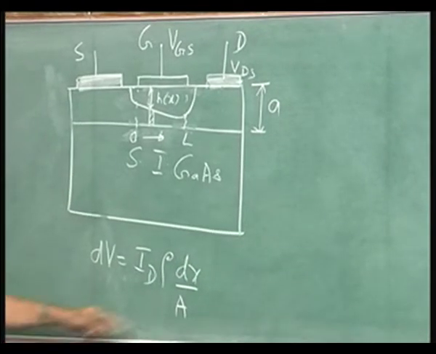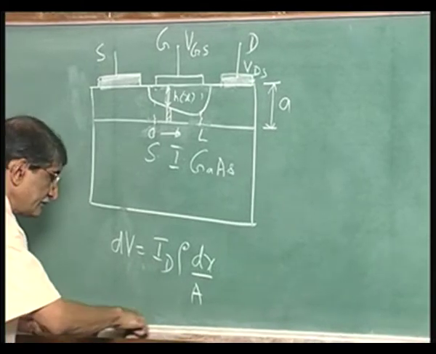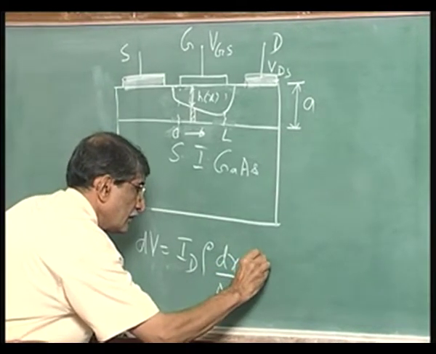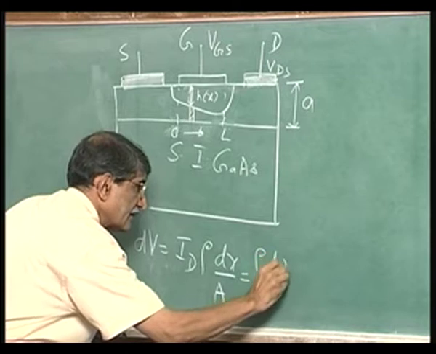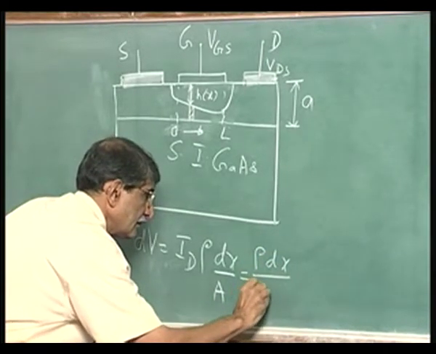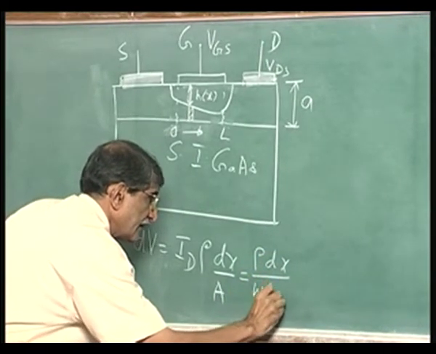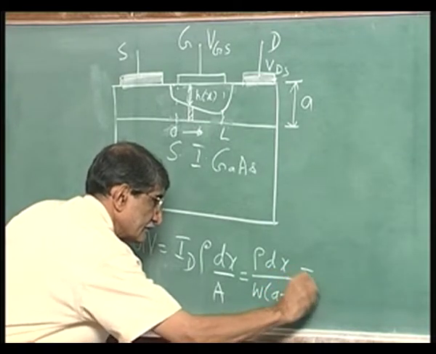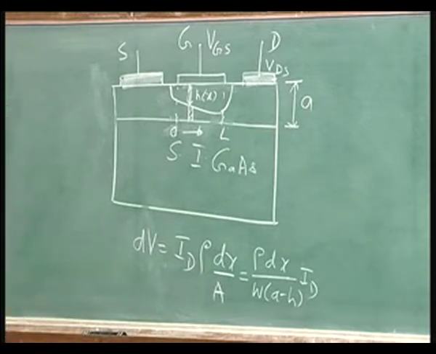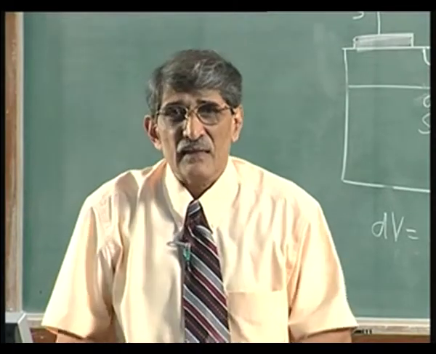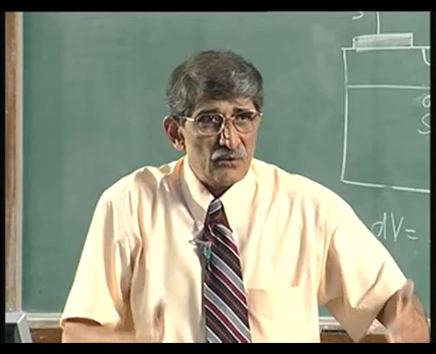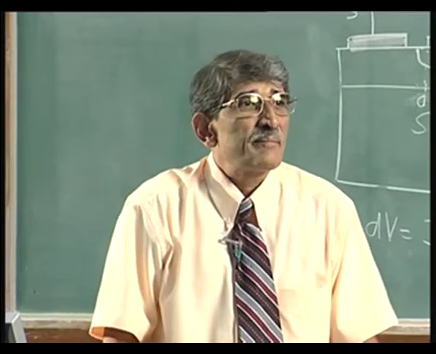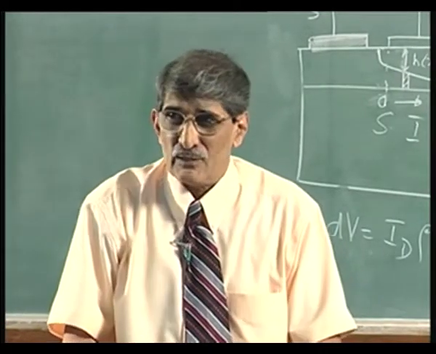A is the area, and area is nothing but W into A minus h. So, dV is rho d of x divided by W into A minus h, into I d. So, that is what we are going to compute. All that we are going to compute in the entire analysis today is that voltage drop due to the current I d, and when you reach the drain end, that is equal to the applied voltage V d s, total drop.